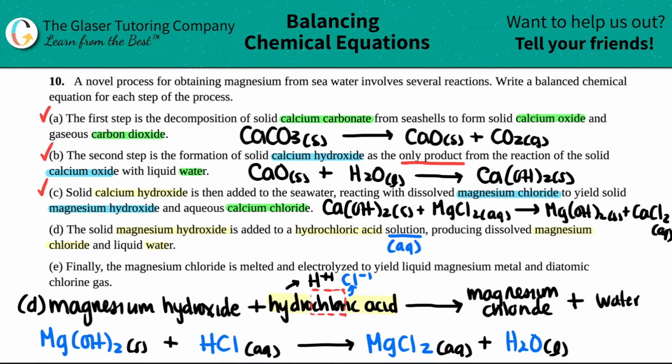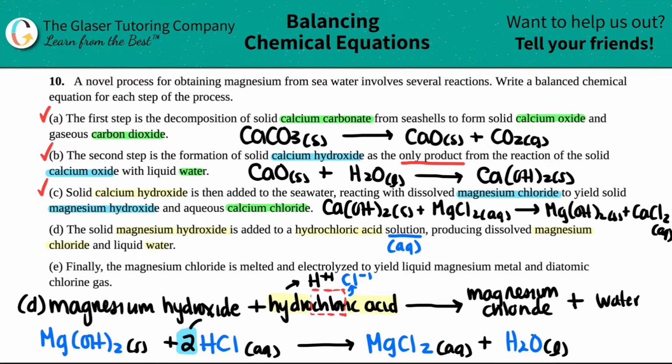And now we just have to see if we need to balance. Let's see. I'm going to just spot things out that look a little weird. On the product side, I have 2 chlorines, but I only have 1 chlorine on the reactant side. So what number would I have to put in front of here to get to 2 chlorines? Oh, I would have to put a 2.